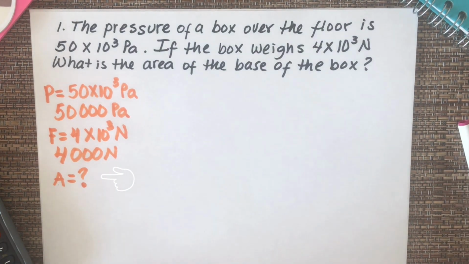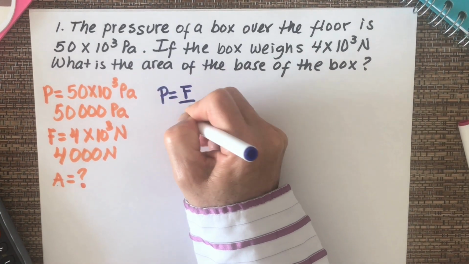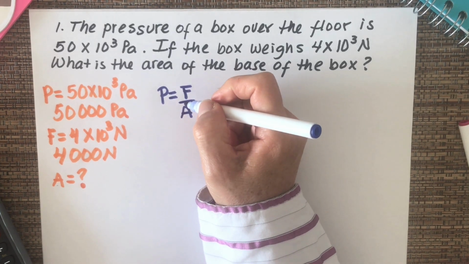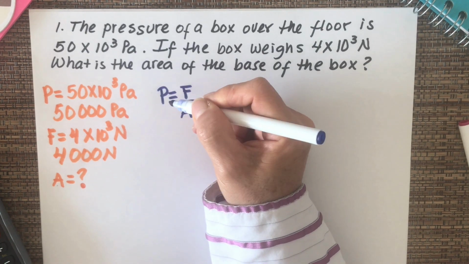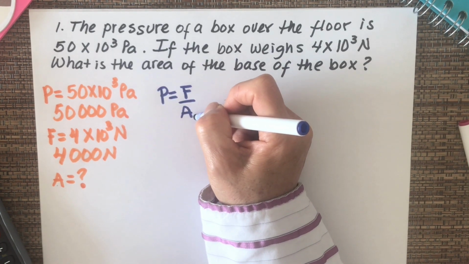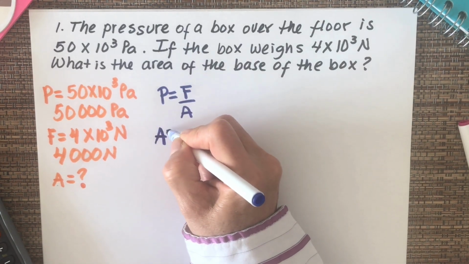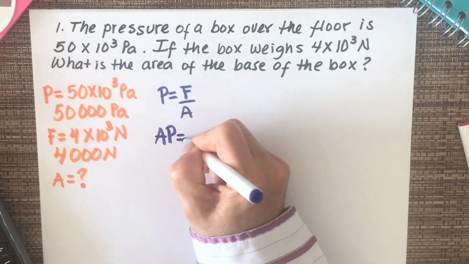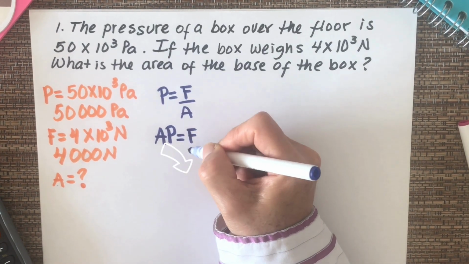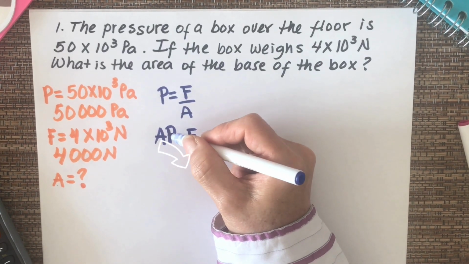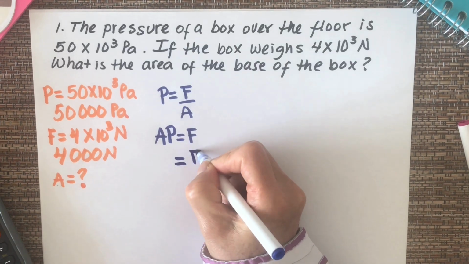The formula of pressure is pressure equals force over area. We need to look for area. Then this magnitude passes to the other side of the equation. Here it is dividing and passes to the other side of the equation multiplying. Area times pressure equals force. But now we need to move pressure to the other side of the equation. Pressure is multiplying here, so it passes to the other side of the equation dividing.